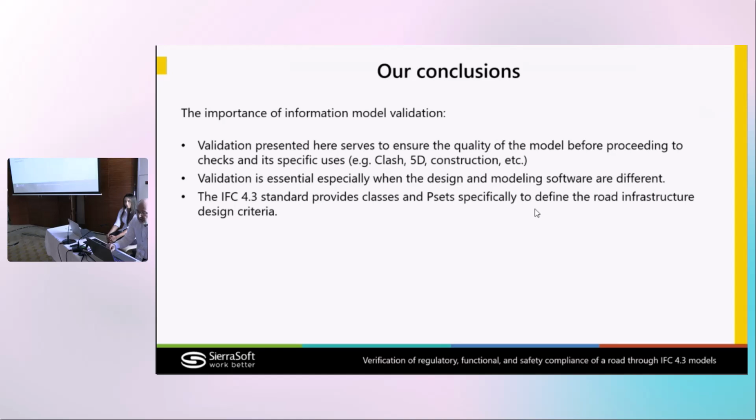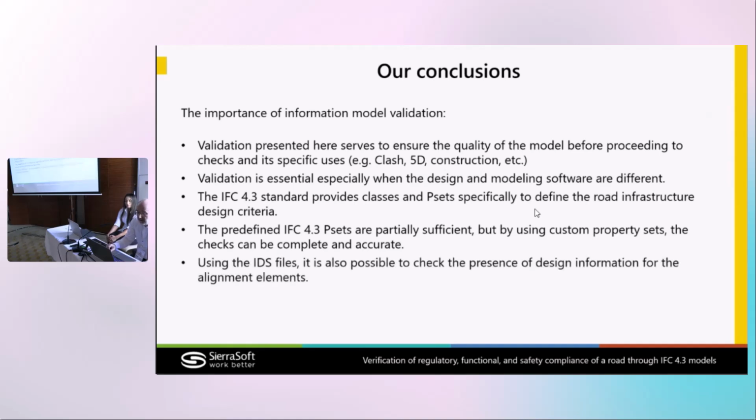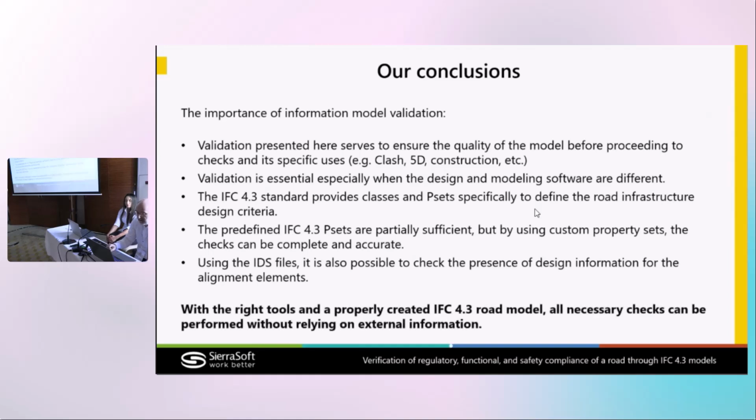The IFC 4.3 standard provides classes and PSET specifically to define the road infrastructure design criteria, but the predefined PSET in IFC 4.3 are only partially sufficient, but by using custom property sets, the checks can be complete and accurate. And using the IDS file, it is also possible to check the presence of design information for the alignment elements. At the end, the result is that with the right tools and a properly created IFC 4.3 road model, all necessary checks can be performed without relying on external information.